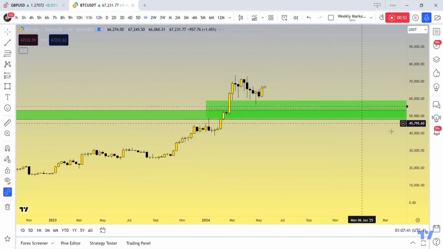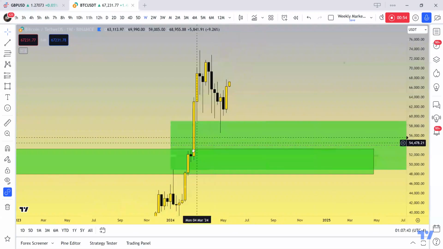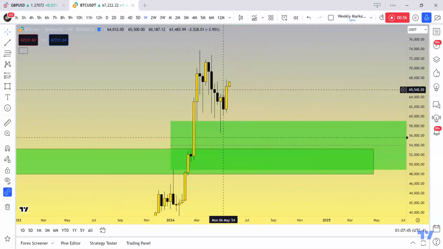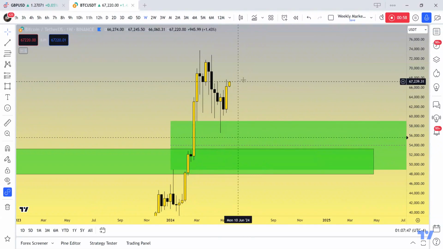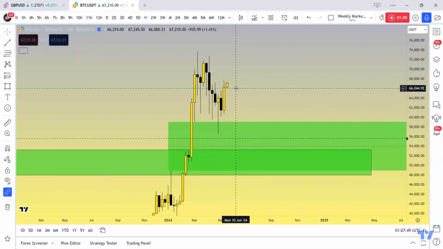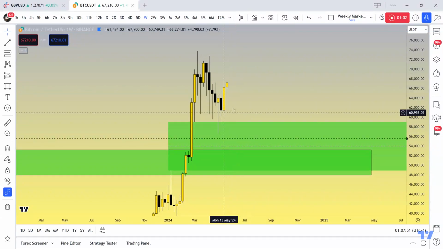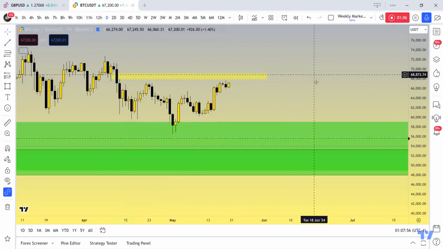Let's move down to the weekly for more context. Also a weekly gap, and we saw a good reaction, and it seems like price is beginning to move up. We can't see much on this time frame. There are no gaps available, so let's go down to a lower time frame. We'll just go straight to the daily chart.